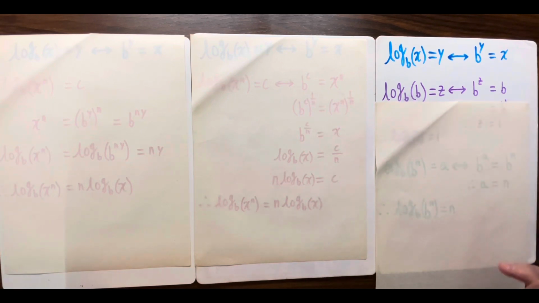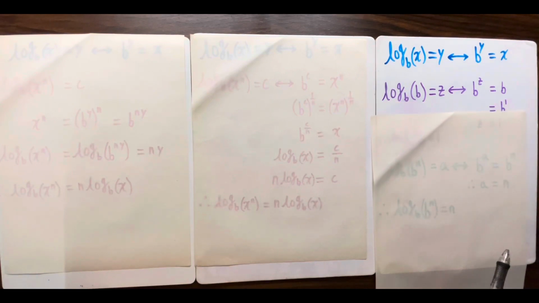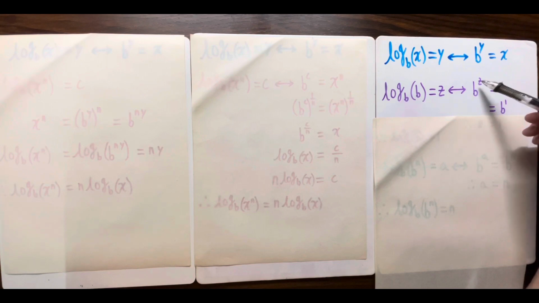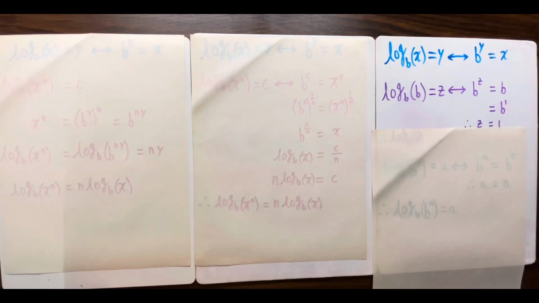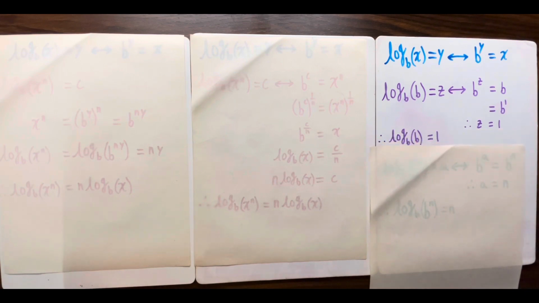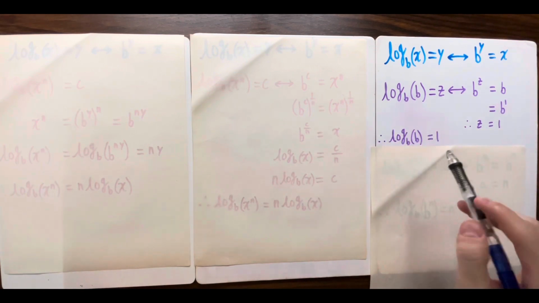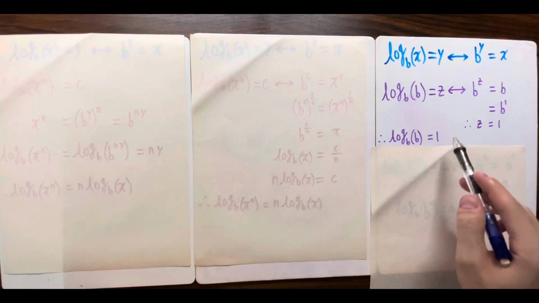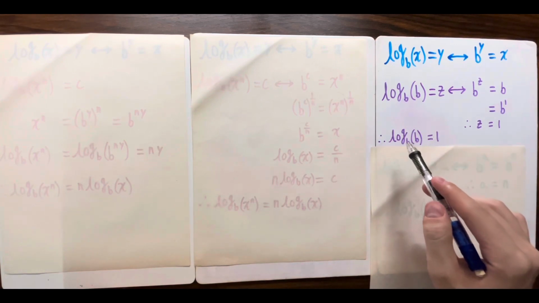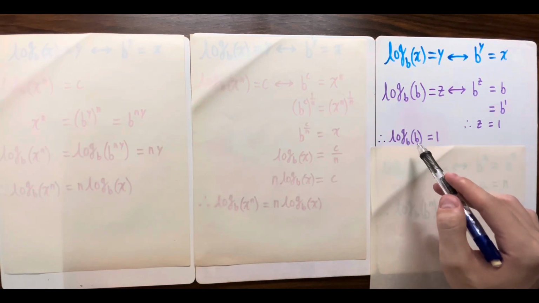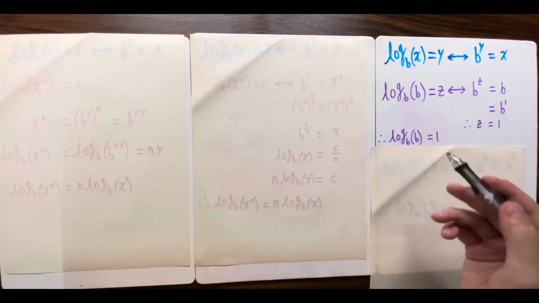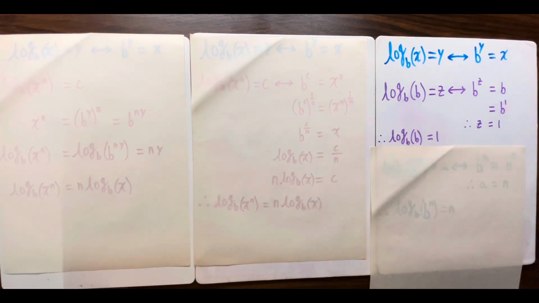Well, what does this mean? Well, another way to write b is b to the first power. But this would mean that z equals 1. So therefore, z is equal to 1. So therefore, log base b of b is equal to 1. So we've discovered this fact. Log base b of the same input. So whenever the input and the base are the same, the answer is 1. Let's see what else we can find out.